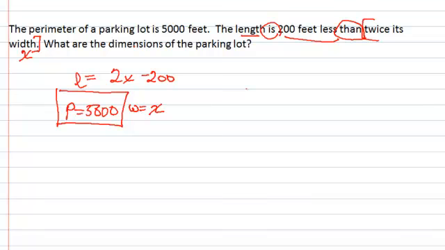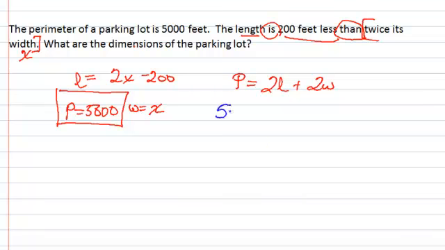Now, of course, the next thing that we're going to do is we are going to write a formula that works for this. And this is the perimeter of a rectangle. The perimeter of a rectangle is perimeter is equal to 2L plus 2W. And yeah, you do need to know some of these basic geometry formulas. So now we're just going to plug it in.